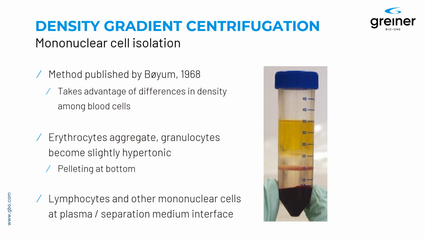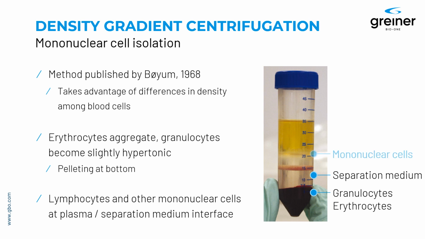The initial experiments by Böyum in the late 1960s with polysaccharides and radiopaque material as a separation medium paved the way for one of the most popular applications for cell separation. The method takes advantage of the different densities of blood cells. The separation medium makes the erythrocytes aggregate and causes granulocytes to become hypertonic, which leads to pelleting at the bottom of the tube for both cell types. Mononuclear cells settle at the plasma-medium interface, while platelets can be found in the plasma fraction.